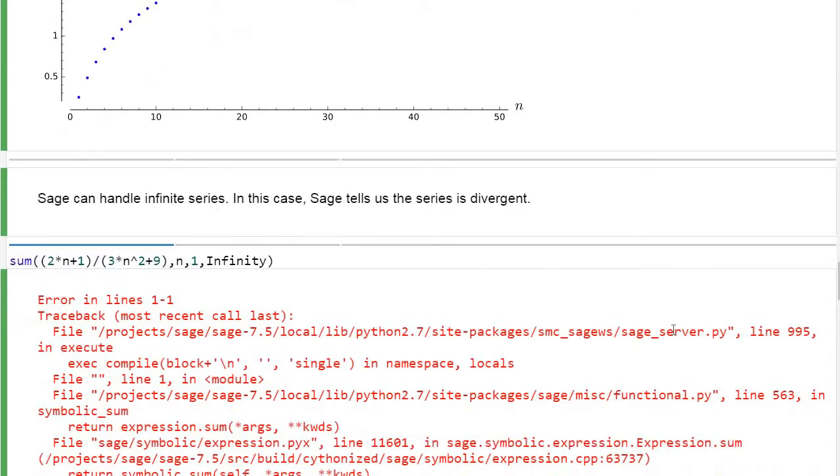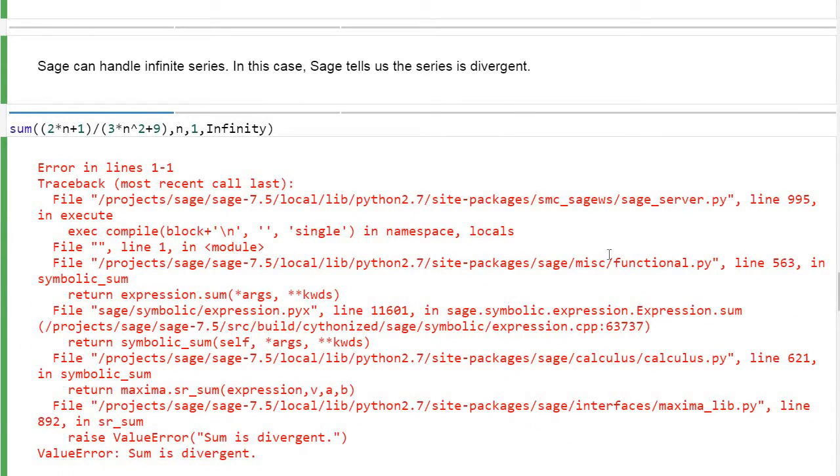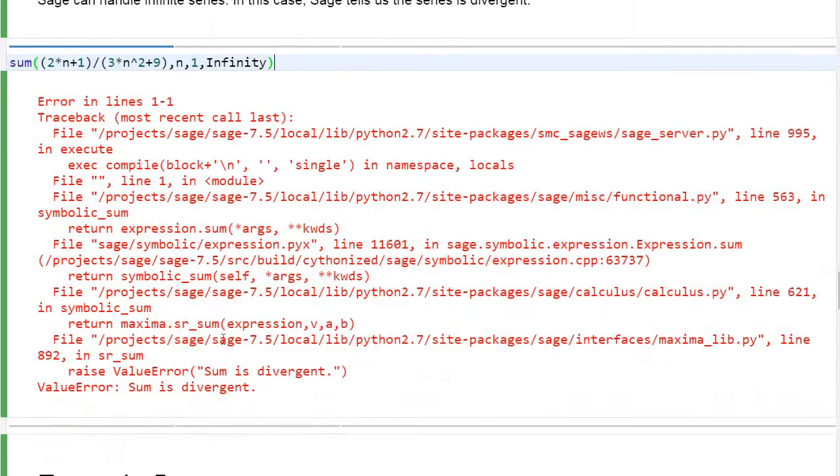Sage actually can do infinite series in many cases. It's the same thing, but instead of stopping at 10 or 20 or 50, just go all the way to infinity. In this case, you get this big error message, which is not really an error at all. It says value error, sum is divergent. So really, this is the right answer. Sum is divergent. So it's not really an error. You haven't done something wrong. So be on the lookout for divergent sums this way.